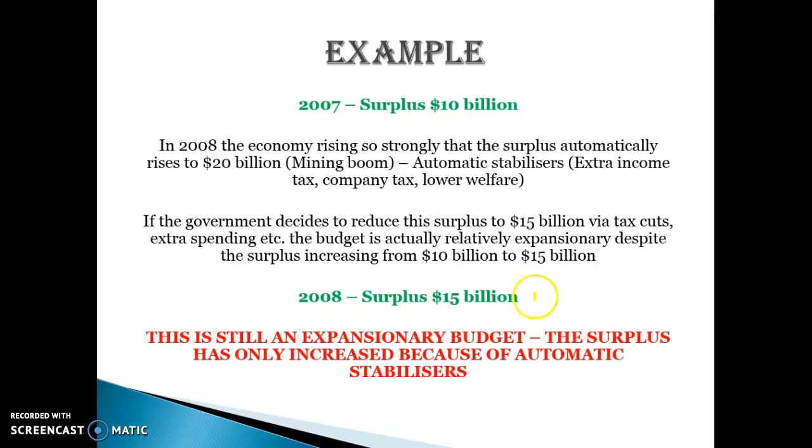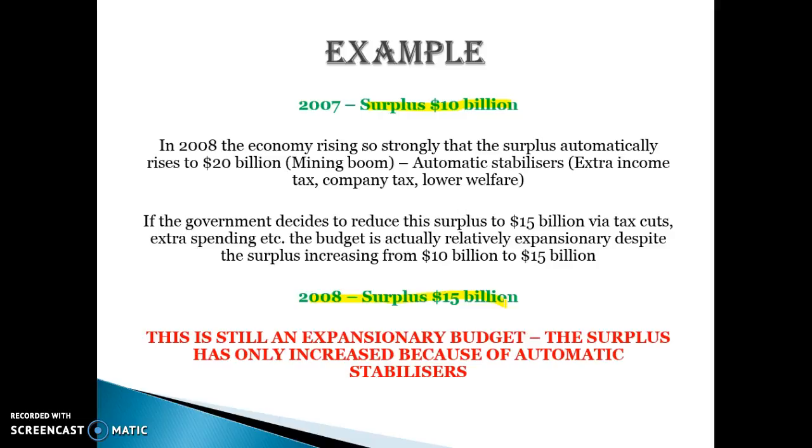So for example, in 2007 we had a surplus of 10 billion. Then in 2008 we had a surplus of 15 billion. Now on the face of it, that looks contractionary, and if that's the only information you get, that's what you say. The budget has been contractionary, there's been more money leaked from the economy relative to injections, this will slow down the level of aggregate demand.